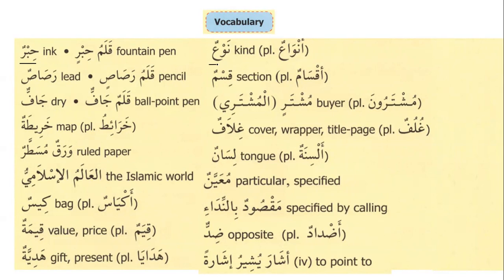Then we have naw'un, and the plural of naw'un is anwa'un on the pattern of af'alun, as we have seen in the previous exercise. Rasasun, lead, and qalamu rasasin, it means pencil or lead pencil. So qalamu hibrin, fountain pen or ink fountain pen, and qalamu rasasin. What kind of construction is this? Mudaf, mudaf ilayh. Okay, excellent. Ismun, and the plural is aqsamun, section or portion, also on the pattern of af'alun. Then we have jaffun, dry, and qalamun jaffun, ballpoint pen.